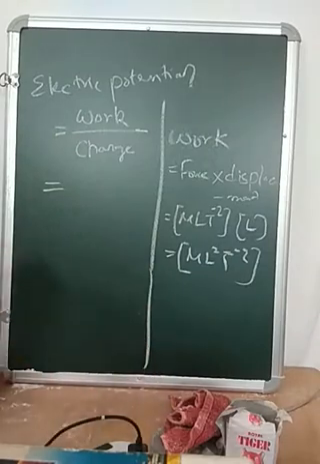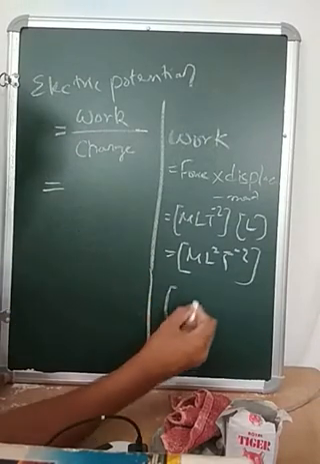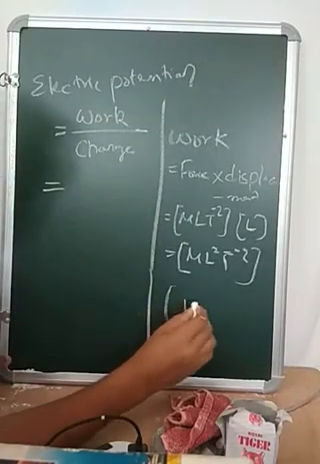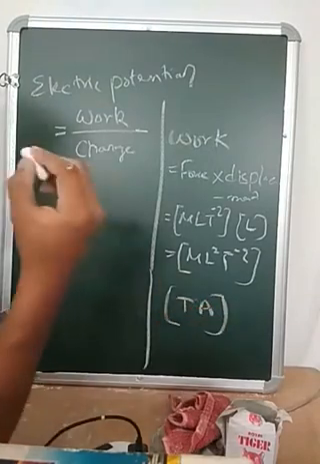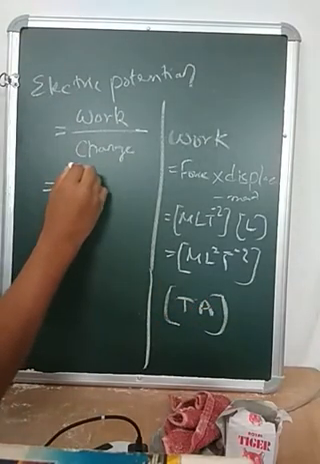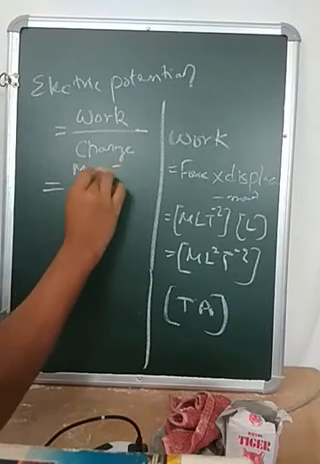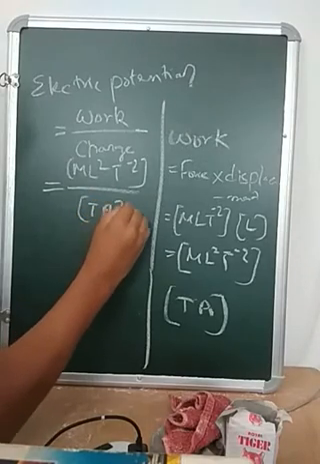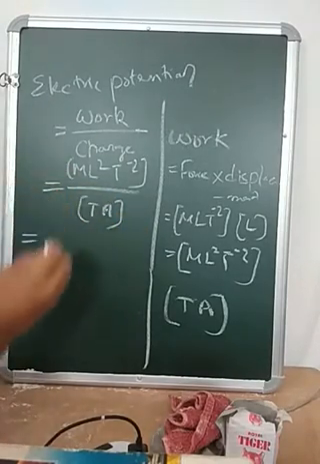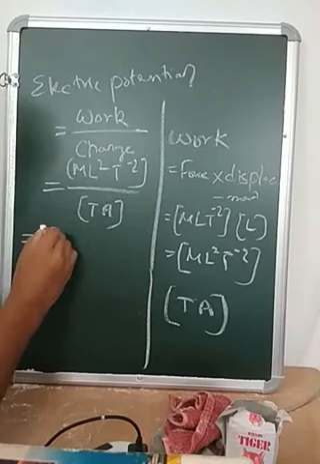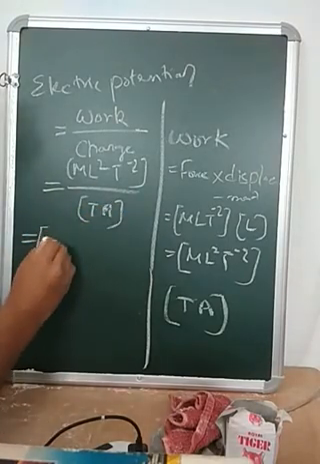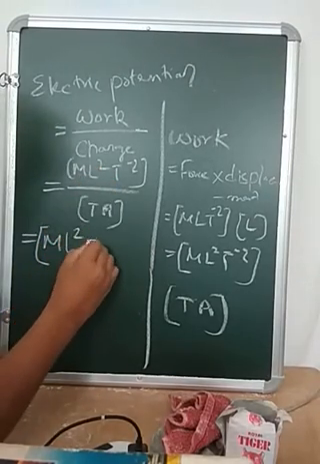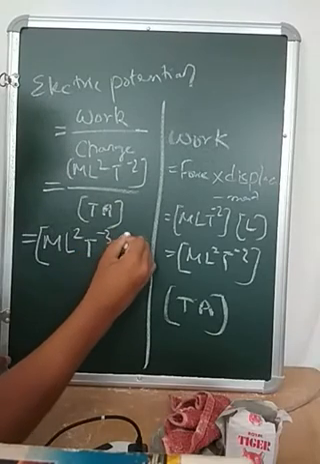And what is the dimensional formula for charge? Charge means current times time. Electric current is ampere and time is T. So how do we write this? M L square T to the power minus 2 by T A. Now, there will be cancellation, summation of the exponents. What will it be? M L square T to the power minus 3 A inverse.